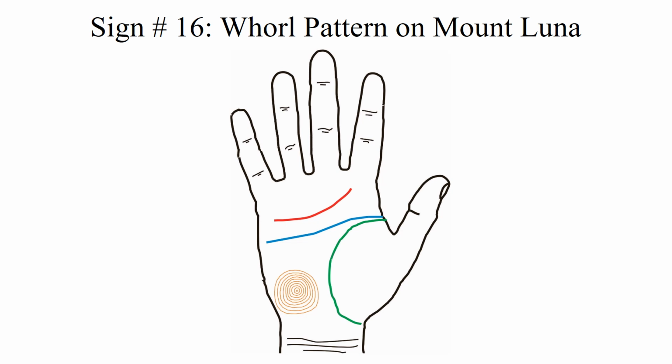The person, having this sign, would be very intuitive, psychic, and could possess the ability to predict the future. In the event the palm contains negative signs, the presence of a whorl on Mount Luna, would reveal mental illness, due to excessive imagination and the very strong influence of the subconscious mind. In this case, the person would have difficulty differentiating between what is real and what is being imagined.